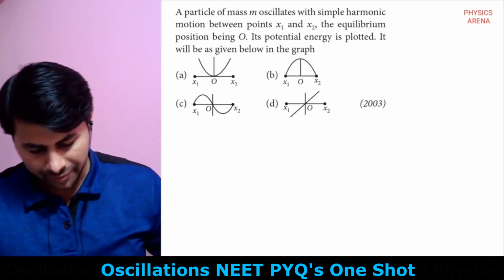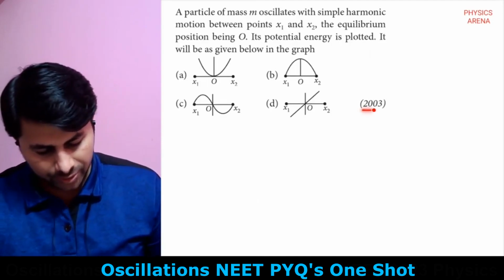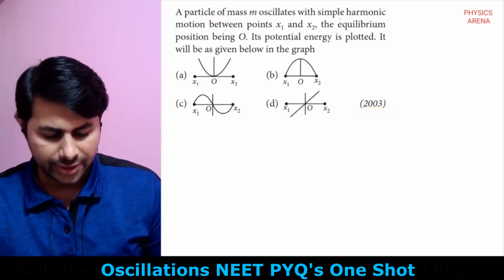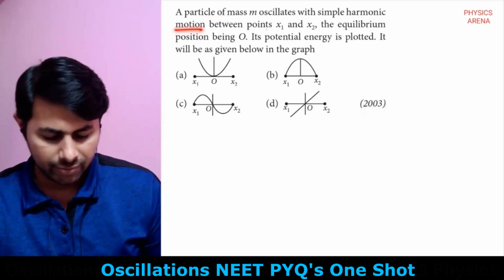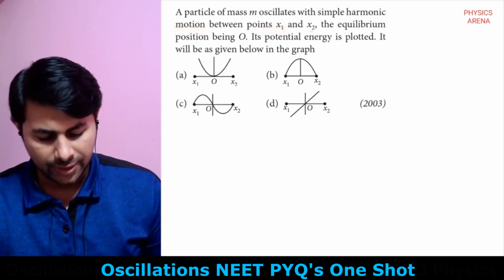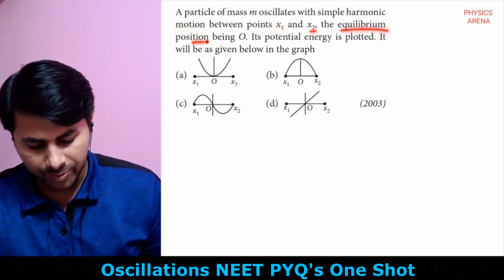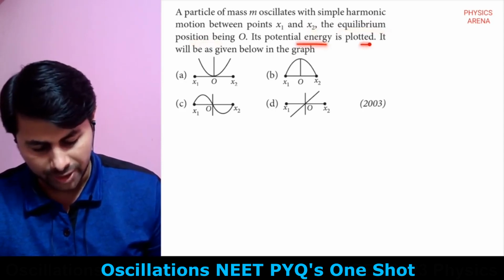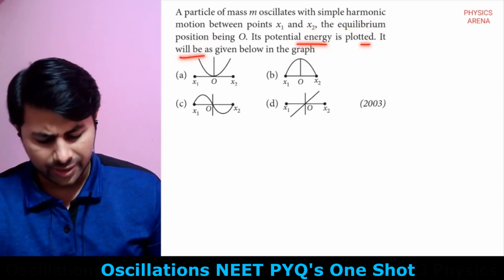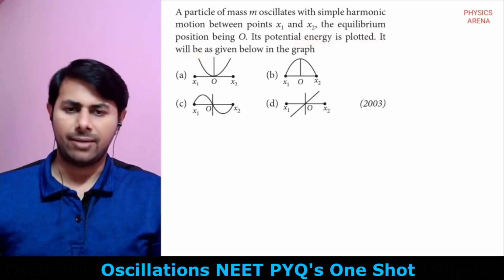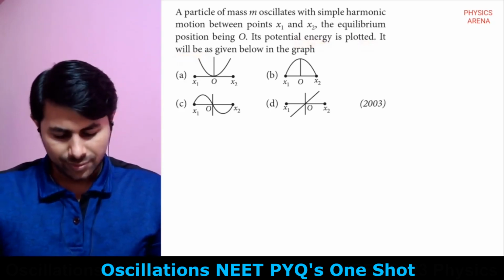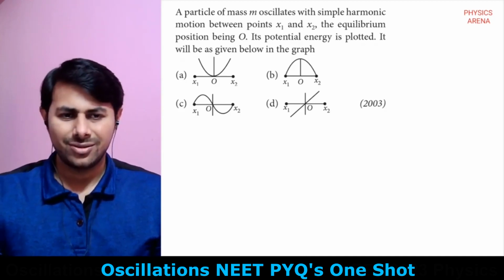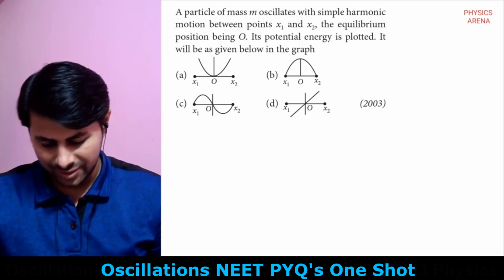Let us see this question. This is from 2003. A particle of mass m oscillates with simple harmonic motion between two points x1 and x2. The equilibrium position being 0, its potential energy is plotted. It will be as shown below in the graph. This is very simple, straightforward. So option A.